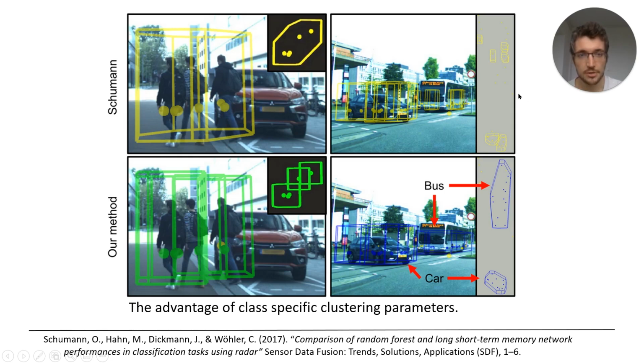On the right, you can see a car in the front and a bus in the back. The baseline method divided both vehicles into multiple clusters. However, our method, using the class-specific clustering parameters, was able to keep the reflections together, which belongs to the same object. So it created one cluster for the car and one for the bus.